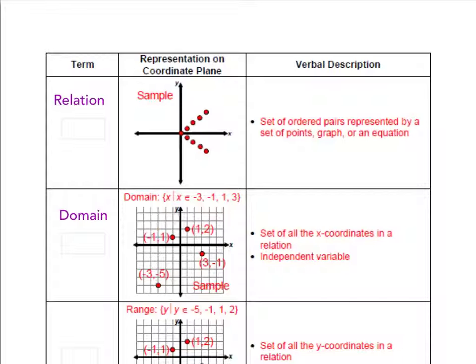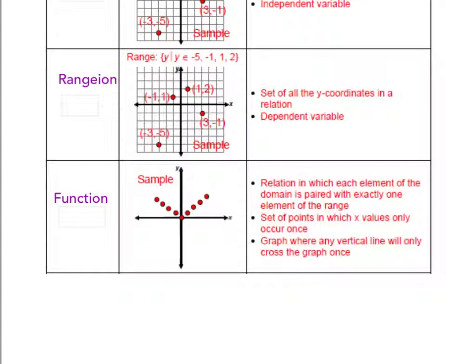Domain is a set of all x coordinates, and it's also the independent variable. This one's very, very important. Basically, this is just creating the list of all your x's. Now below we have range. Range is a set of all y coordinates in a relation, and it is also the dependent variable. Once again, since we're talking about the y values, we have a list of all the y's in order from smallest to largest.